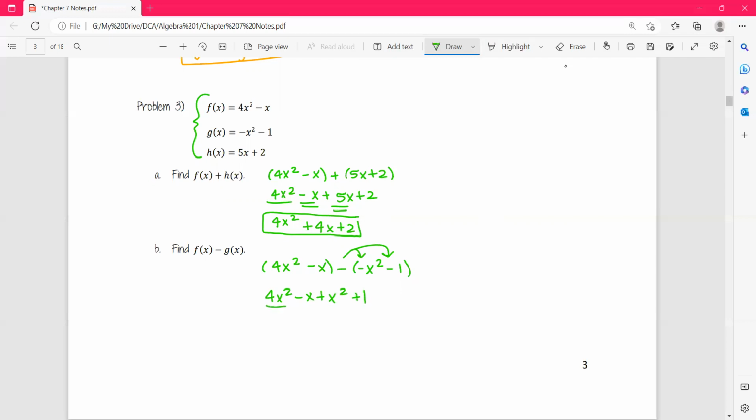Write this in standard form. 4x squared plus x squared is 5x squared minus x plus 1. Nothing can combine with those. Okay, great job, guys. Let's check out some word problems here.